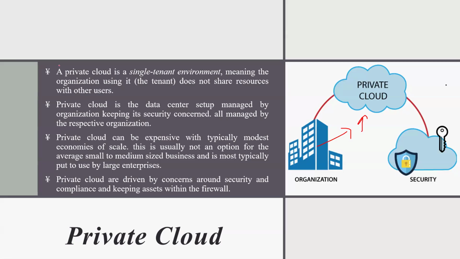Everything they can maintain. So a private cloud is a single tenant environment, meaning people of the specific organization will do their customized things and deploy their services, servers, and storage, whatever they want. A private cloud is a data center set up and managed by the organization, keeping security in mind. This is very important. Private clouds are more secured. They will build massive firewalls to protect their data.